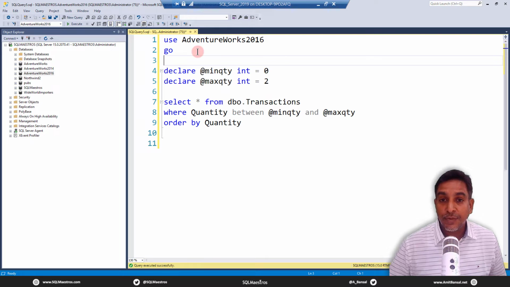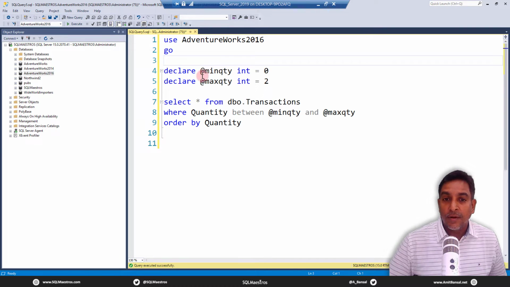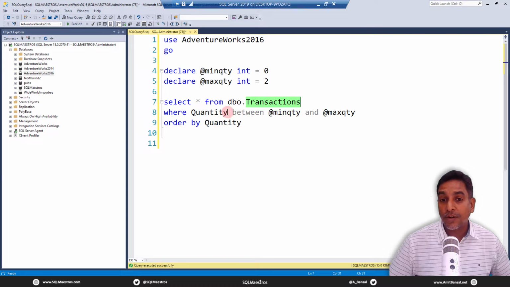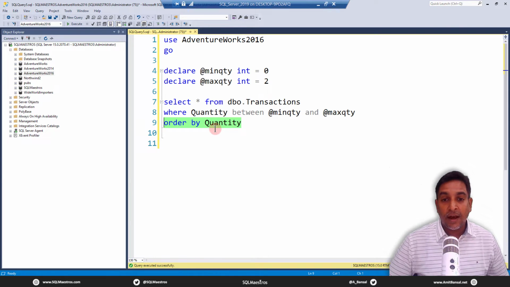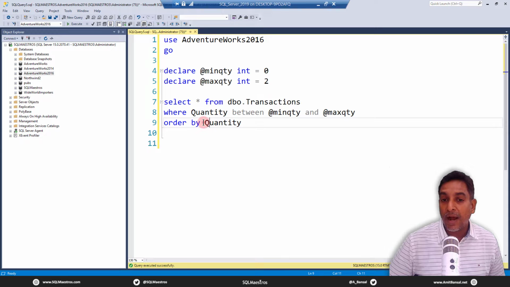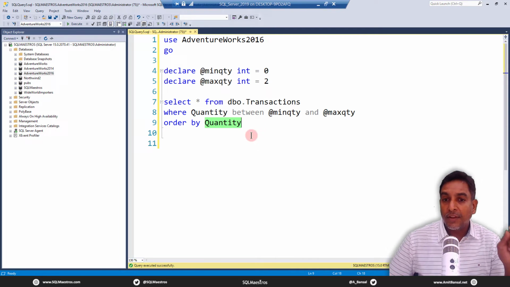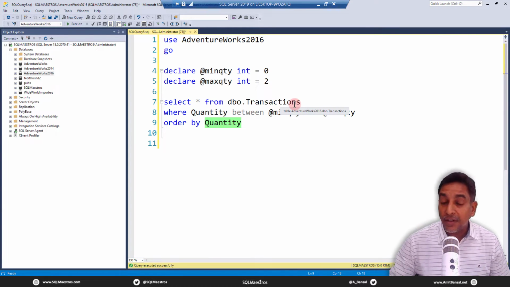We are using AdventureWorks 2016 for the purpose of the demo. What I've done is declare two variables here, min quantity and max quantity. Look at the initial values for them, 0 and 2. Here is a very simple query: select star from the transactions table where the quantity column values are between min quantity and max quantity, and then we do order by quantity. So we are asking SQL Server to order by quantity. The values 0 and 2 are minimal so that we just get a minimal set of data. The transactions table is actually a huge table with about 30 million records.